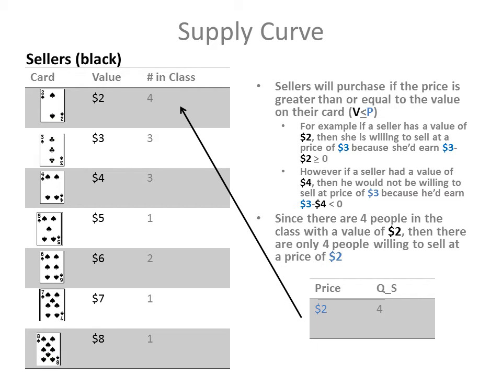So for example, if a seller had a value of $2, then she is willing to sell at a price of $3 because she'd earn 3 minus 2, which is greater than 0. However, if the seller had a value of $4, then he would not be willing to sell at a price of 3 because he'd earn 3 minus 4, which is less than 0.